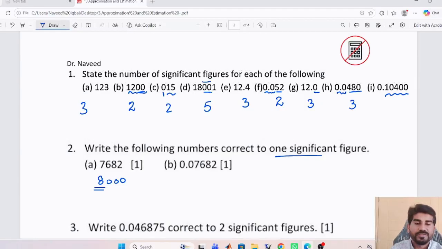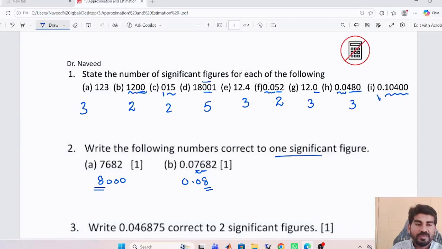Part B is 0.07682, and we are going to approximate it to 1 significant figure. So there will be 0.08. Why? Because the next digit after this significant digit is 6. When it is 5 or greater than 5, then we have to add 1 to the previous digit. So this will be 0.08. In this case, there will be only 1 significant figure.